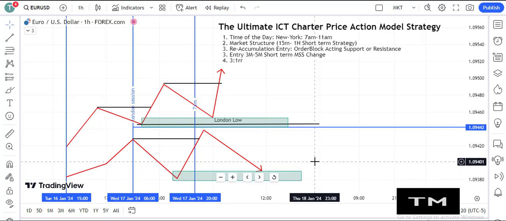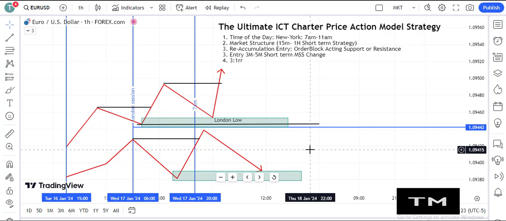In this video, I'm going to show you one of the most ultimate ICT Charter Price Model strategies, which you can use to day trade from the beginning of the year. This strategy is very simple. All you have to do is to follow the time of the day. After following the time of the day, you follow your market structure. After following your market structure, you look for reaccumulation entry, which is entry from continuation. And you also have the number 3 entry using short-term market structure change.